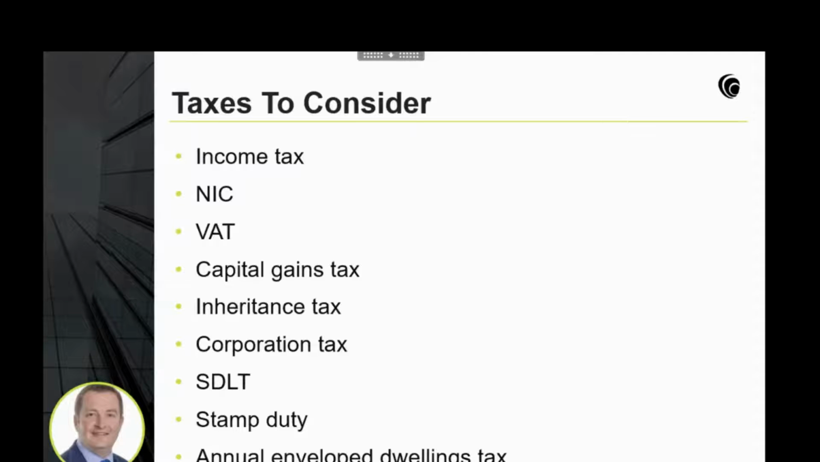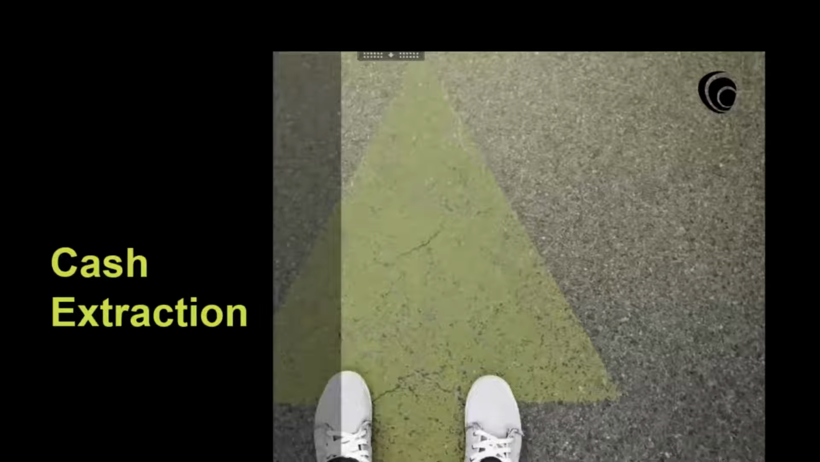So I'll look at that in more detail next, but from the outset we must bear in mind that there are numerous other tax considerations that may either encourage or discourage particular businesses from incorporating. So as I say, those different taxes are listed here, and we'll discuss them further in due course. As I say then, moving on to the next section, the first consideration is usually in relation to cash extraction. So let's look at that in more detail first.